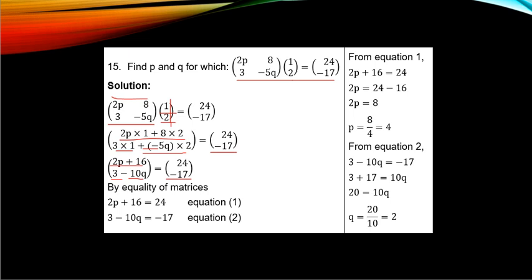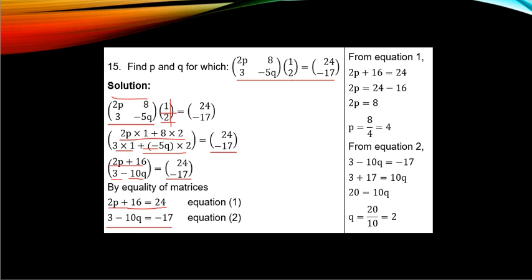At this point, we have to invoke equality of matrices, where the entry in the first place of the first matrix is equal to the entry in the first place in the right hand side. That is 2p plus 16 is equal to 24. The first entry equals the first entry, the second entry equals the second entry. You have 3 minus 10q equal to minus 17. So you have equation 1 and 2.